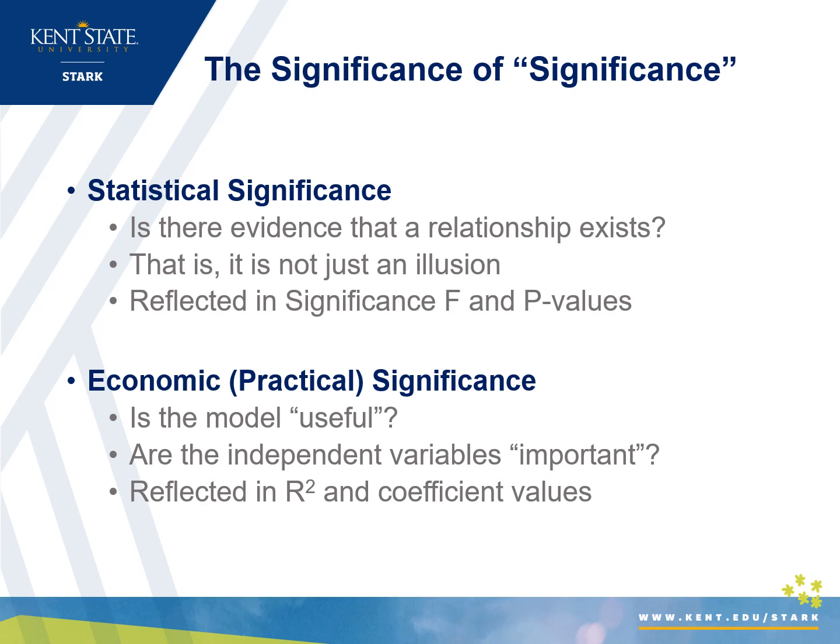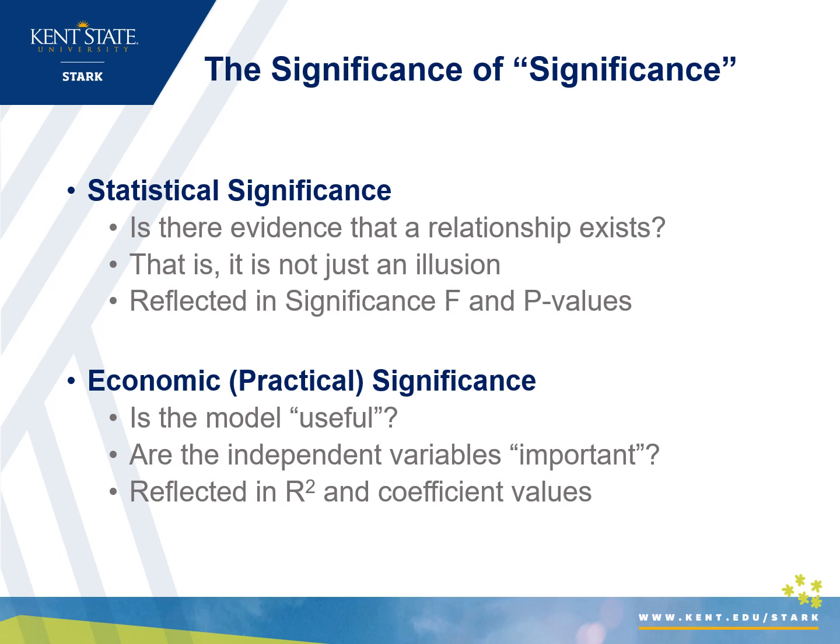Take a moment and note that there are two different types of significance: statistical significance and economic significance. Statistical significance is really just concerned with whether we have good evidence that a relationship is actually real. That is, that it isn't just an illusion created by the sample we happen to have. Here we can use the significance F and the p-values for the coefficients as a guide.